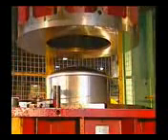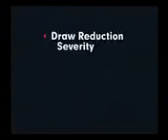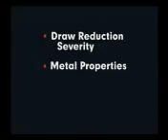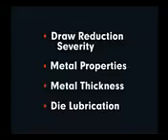In practice, the blank holder must exert less pressure against the blank than the punch, so metal can flow into the die, yet it must exert enough pressure to prevent wrinkling. Factors determining necessary blank holder pressure vary from part to part, but include the severity of the draw reduction, metal properties and thickness, die lubrication, and other factors.